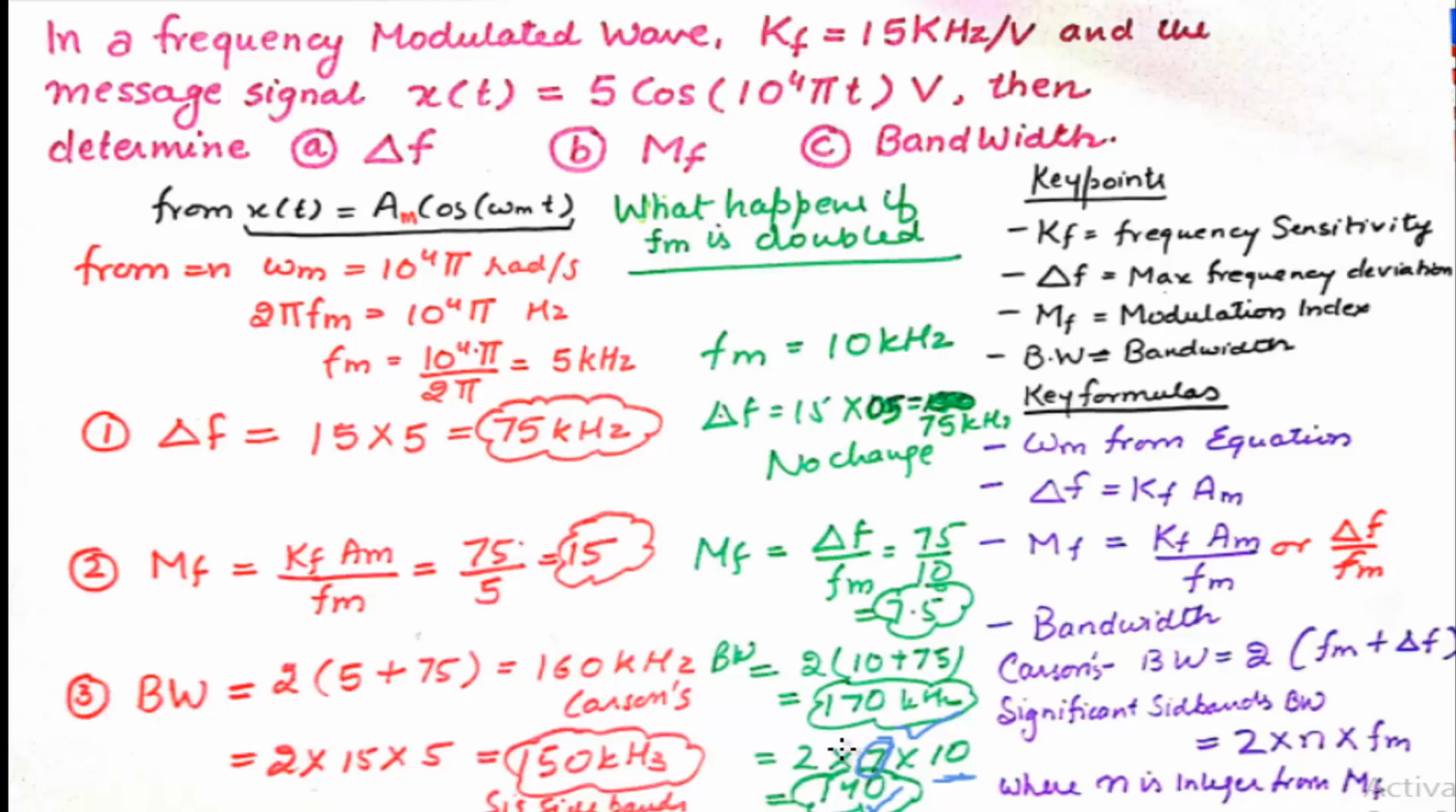So this gap has become more when we increase the frequency in our message signal. So this is how a typical numerical will look like, and I hope you liked this video.